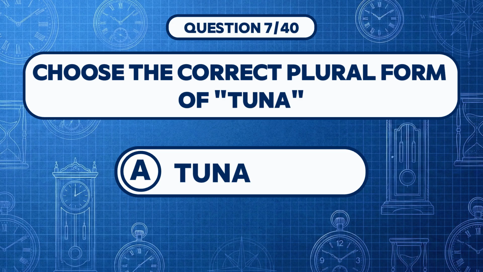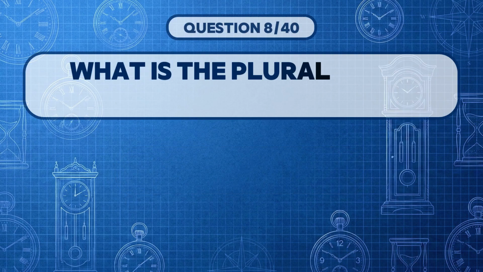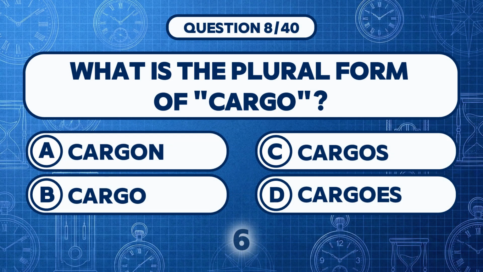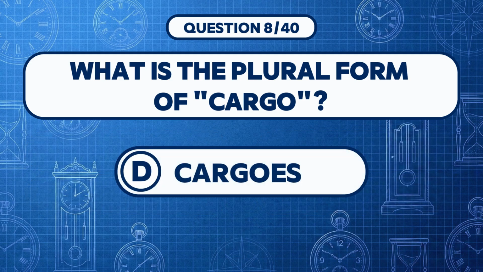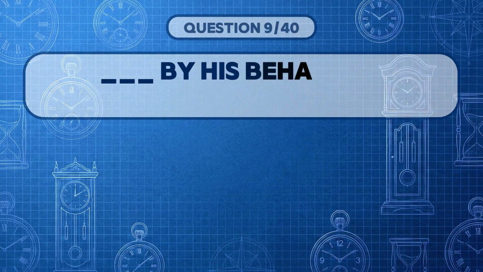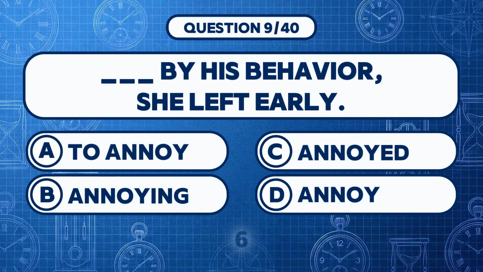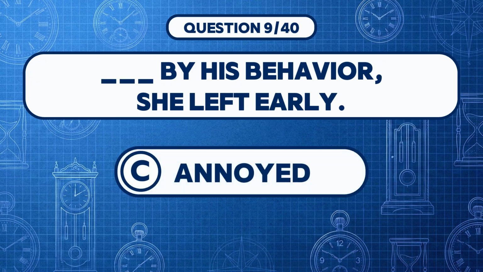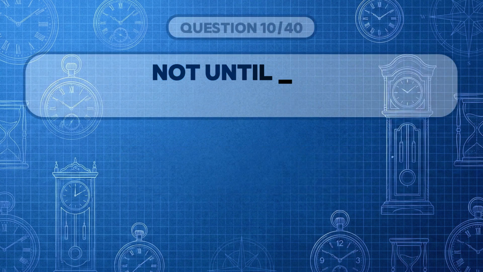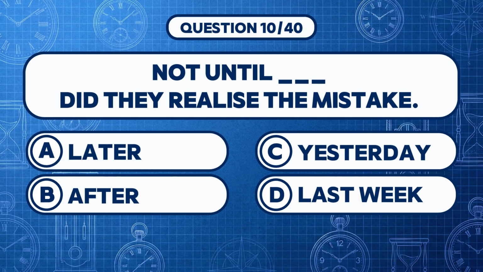Answer A, tuna. What is the plural form of cargo? Answer D, cargoes. What word best completes the sentence? Answer C, annoyed by his behavior, she left early. Which option correctly fills the gap?